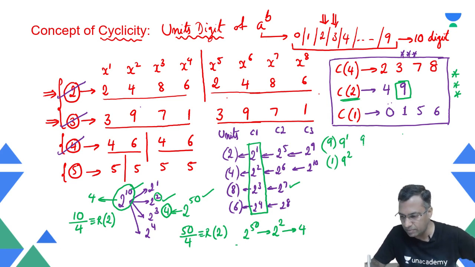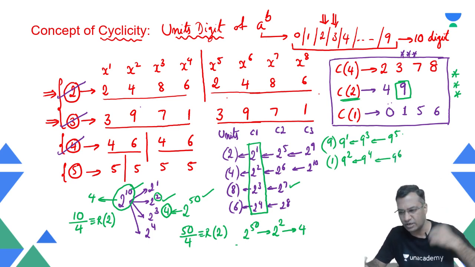This simply implies that 9 power 3 is the same as 9 power 1. 9 power 4 would be the same as 9 power 2. 9 power 5 is the same as 9 power 1. 9 power 6 will also be the same as this. What is it that you are trying to say?